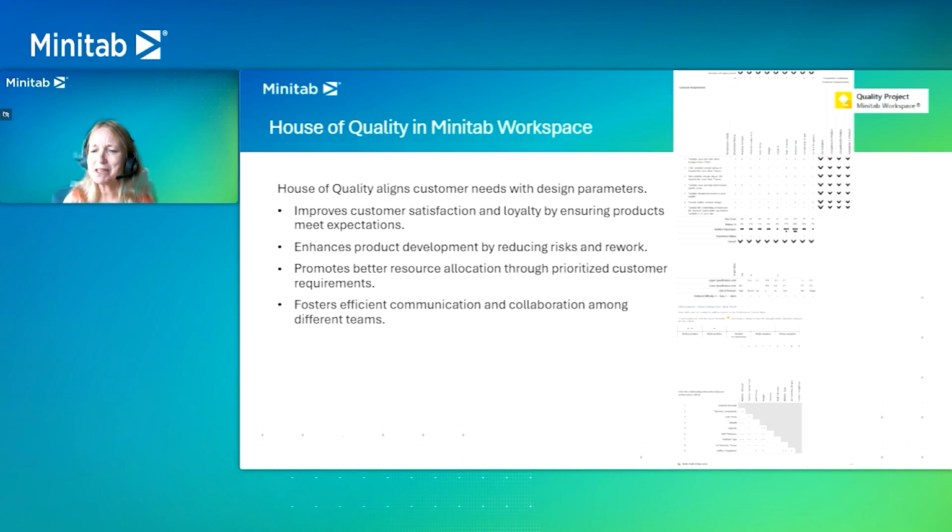We're going to promote better resource allocation through prioritizing. So that's the other big part of design for Six Sigma, is really prioritizing customer requirements. We might not be able to hit them all. Let's make sure we get the top priorities.